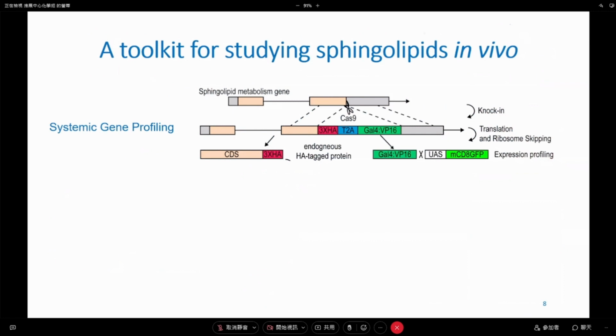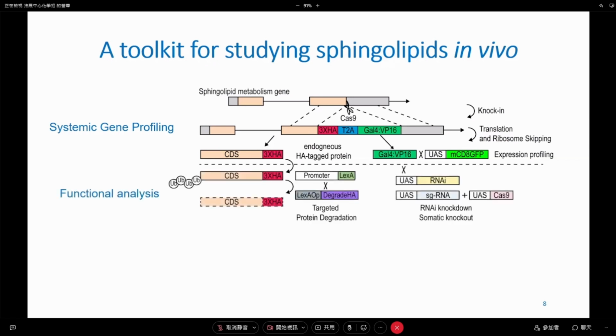Okay, so how are we gonna systematically study 53 genes? So that's our strategy. First we modify those 53 loci by knocking in a fragment in the endogenous loci that's gonna make a tagged protein as well as a transcriptional activator called Gal4. It's gonna activate something. Okay, so that allows us to do systemic gene profiling of the whole network.